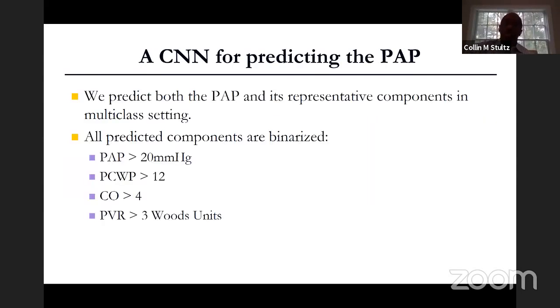So we predict the PA pressure and these other components in a multi-class setting. All of the outputs are binarized. The definition of pulmonary hypertension is a mean PA pressure above 20 millimeters of mercury, and all of these are cutoffs for the upper and lower limits of normal.